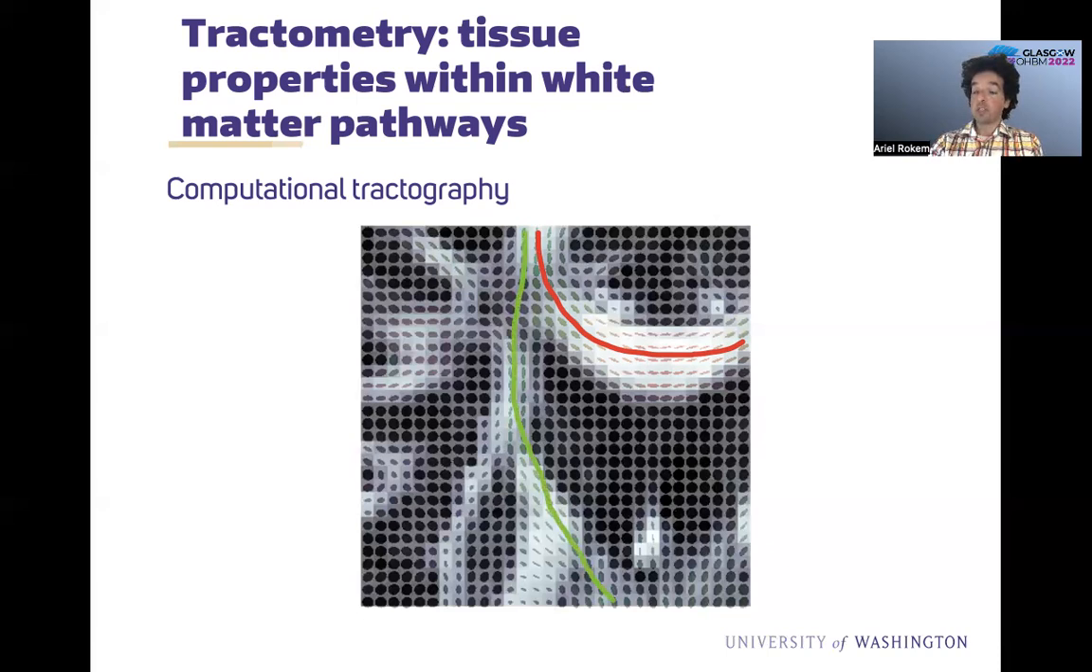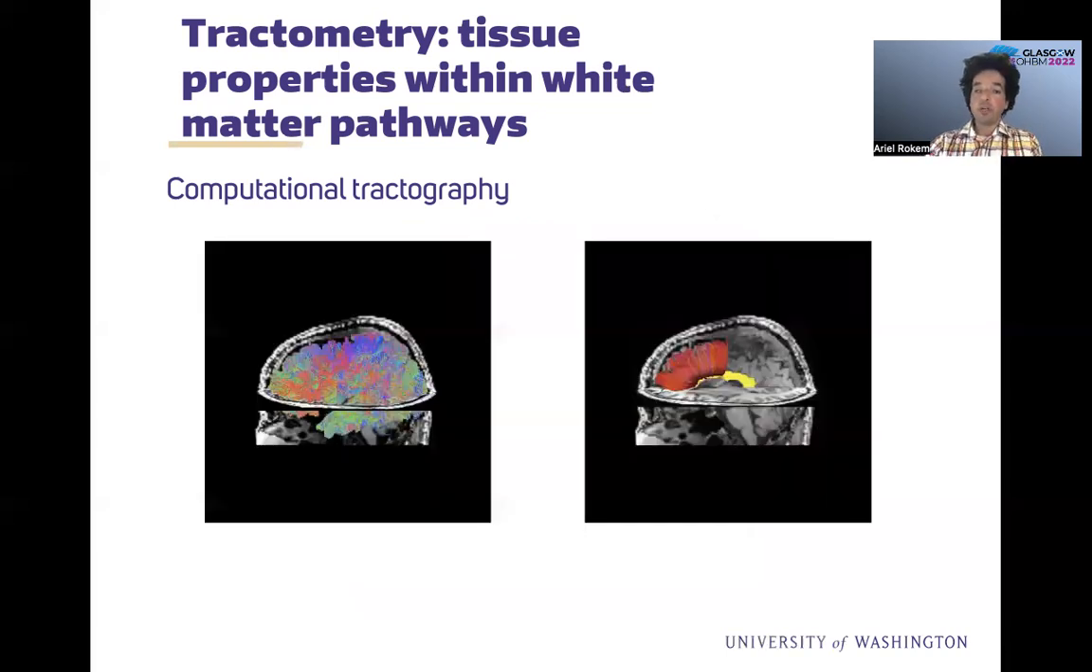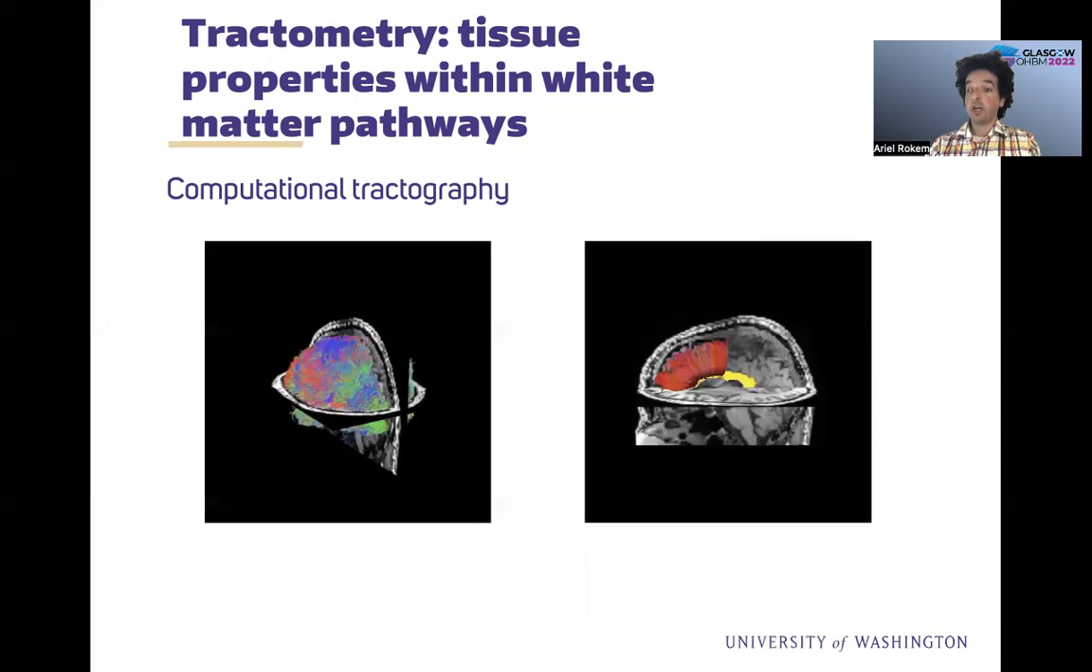If we repeat this process by placing these kinds of seed locations in multiple places all over the white matter, we get an image like the one on the left here, where streamlines are filling the entire volume of the white matter.